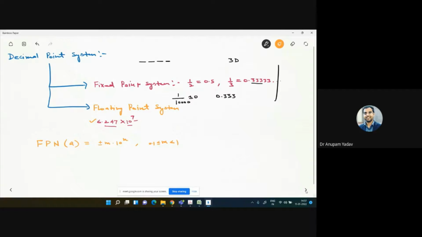And this m is called as mantissa. Okay, and this n is called as exponent. Again, I'm repeating, this m is called as mantissa and n is called as exponent.